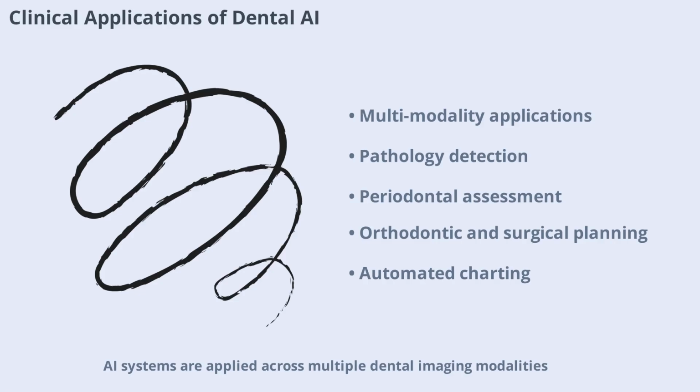AI systems are applied across multiple dental imaging modalities, including intraoral, panoramic, cephalometric, and CBCT scans. They detect pathologies like caries, periapical lesions, and calculus, automate bone-level measurements for periodontal assessment, and assist in orthodontic planning. AI also supports surgical workflows, mapping nerve canals and planning implants, and automates charting by numbering teeth and identifying restorations. These applications streamline diagnostics, improve treatment planning, and enhance patient outcomes.